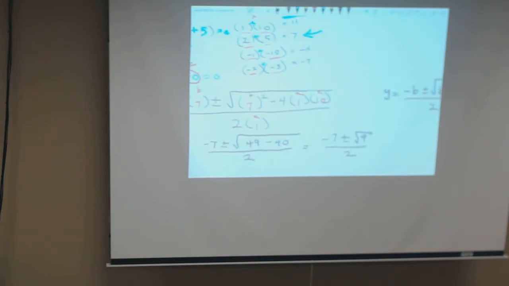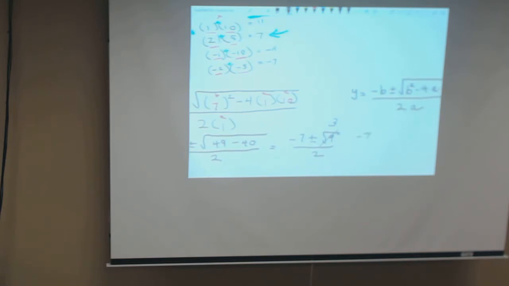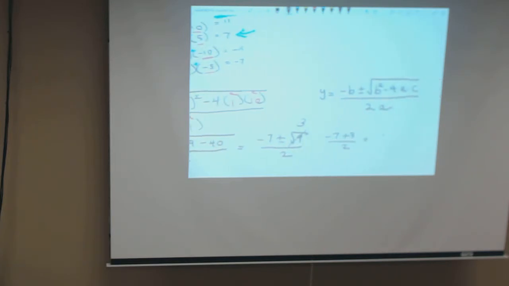You're not done yet. The square root of 9 is 3. Everybody understand where that comes from? You probably ought to bring your chart of perfect square numbers with you so you can look at it to help you find that. So now my answer is -7 plus 3 over 2, or -7 minus 3 over 2.